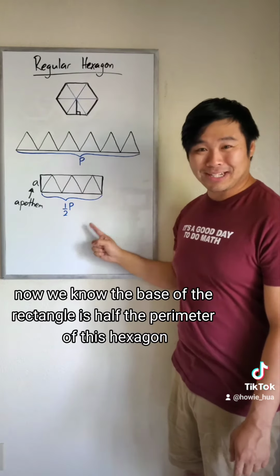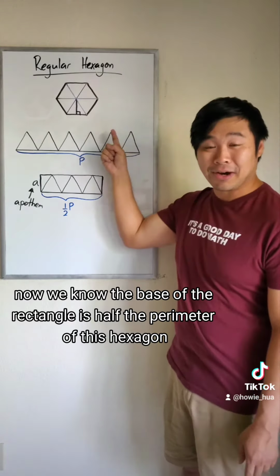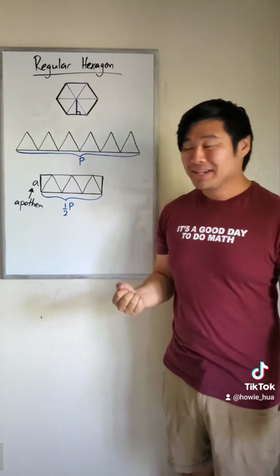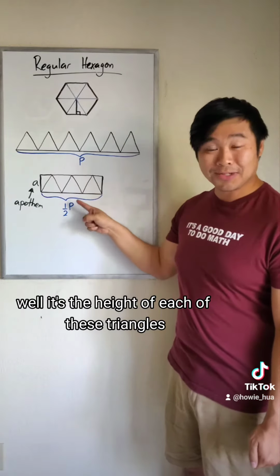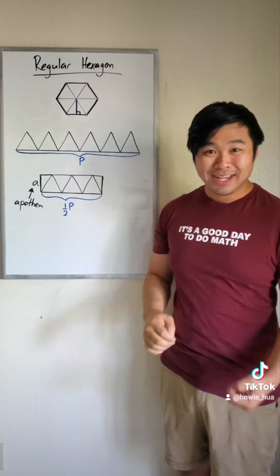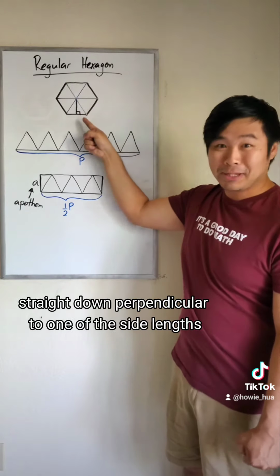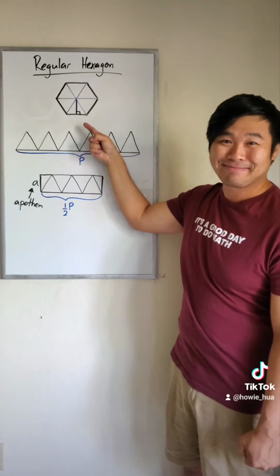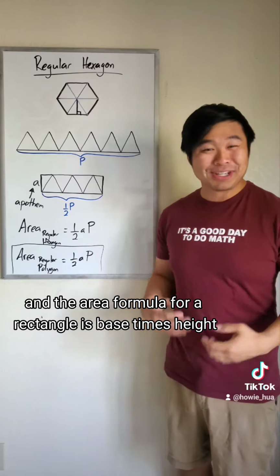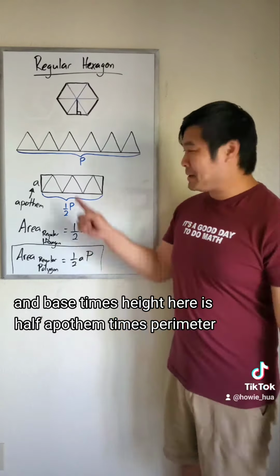Now we know the base of the rectangle is half the perimeter of this hexagon, but what's the height? Well, it's the height of each of these triangles, which we call the apothem. The apothem goes from the center of this regular polygon straight down perpendicular to one of the side lengths. And the area formula for a rectangle is base times height. And base times height here is half apothem times perimeter.